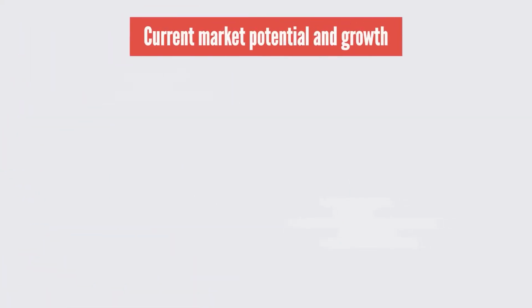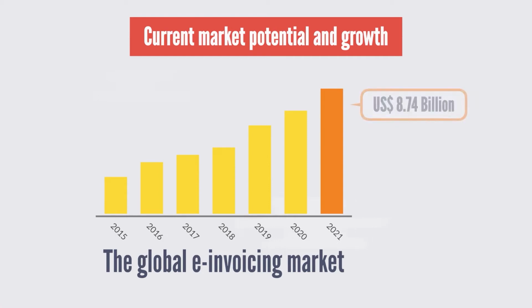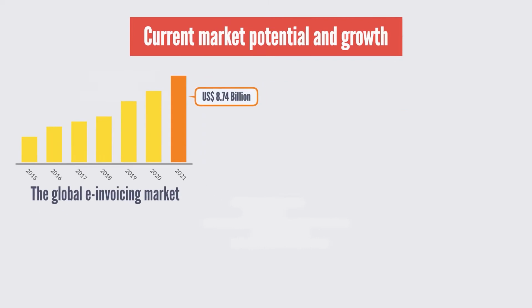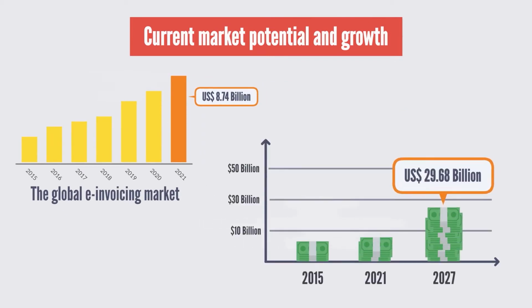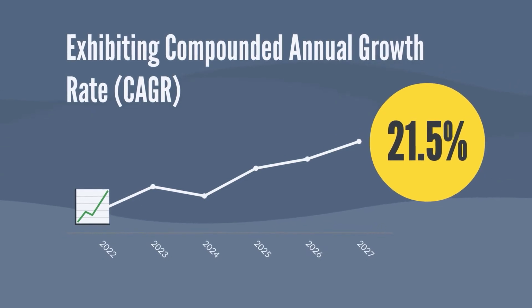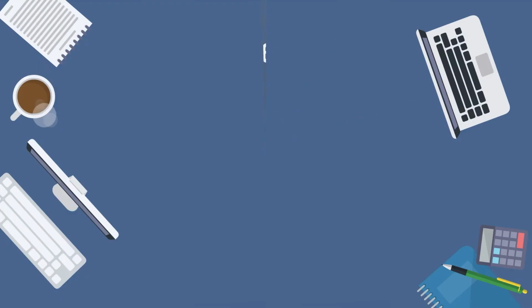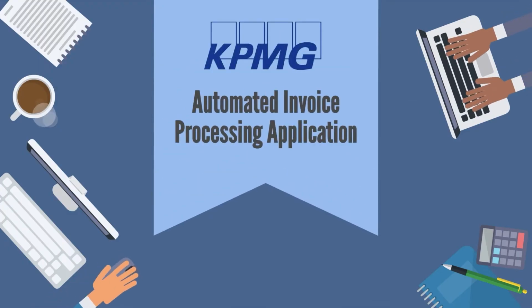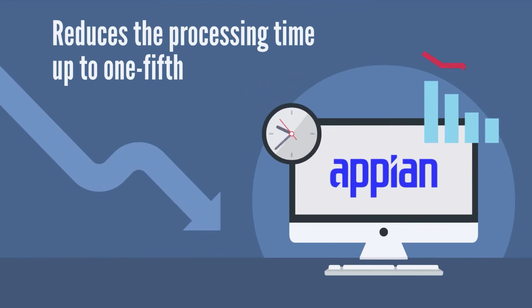Current market potential and growth. The global e-invoicing market reached a value of $8.74 billion in 2021. Looking forward, IMARC Group expects the market to reach $29.68 billion by 2027, exhibiting a CAGR of 21.5% during 2022 to 2027. Introducing automated invoice processing application, which reduces the processing time up to 1/5.